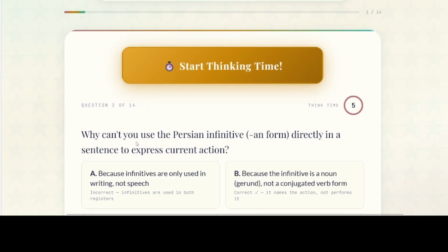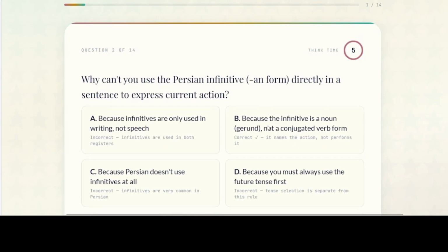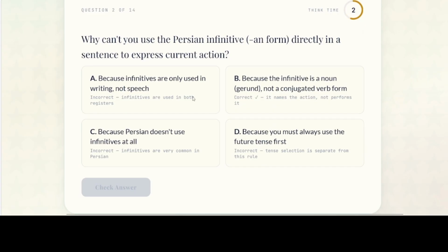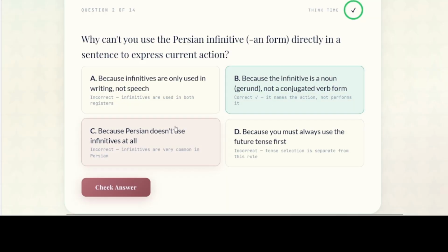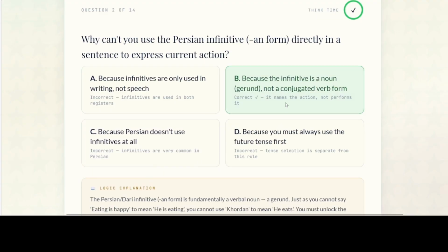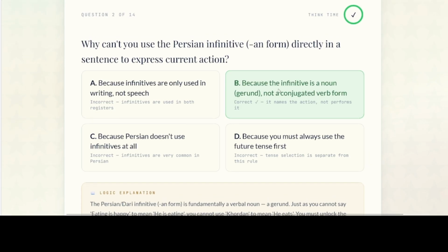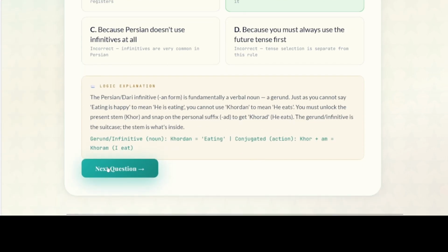Why can't you use the Persian infinitive an form directly in a sentence to express a current action? Start thinking time. Because the infinitive is a noun or gerund, not a conjugated verb form, and that is very clear. You cannot use a gerund right away as a verb. Let's go to the next question.